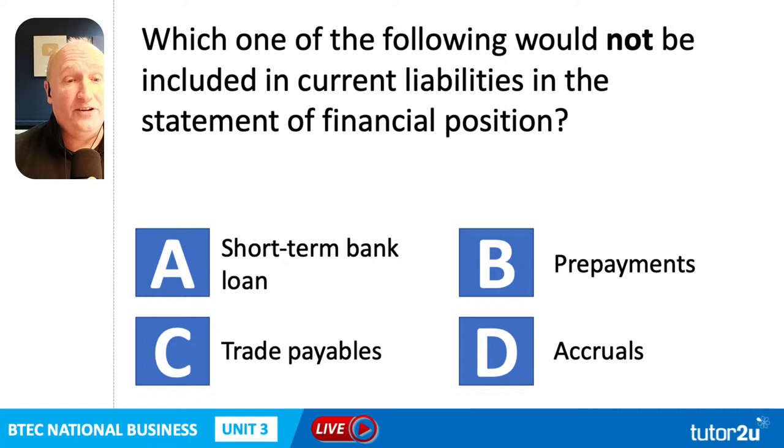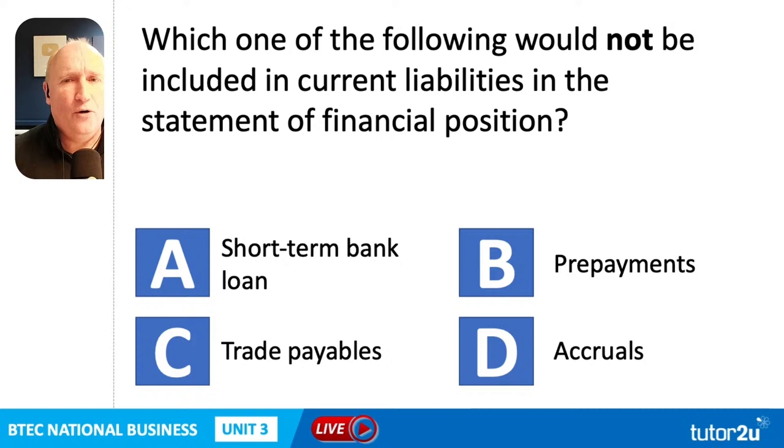Now, by the way, these questions aren't easy at the start. We will get slightly easier, but I've deliberately tried to pick topics that sometimes appear in the exam paper and make you think, oh, I've never heard of that, or I'm not quite sure about that. So we're trying just to fine tune our revision here. I'll give you a clue. It's either A, B, C, or D. Always try to be helpful.